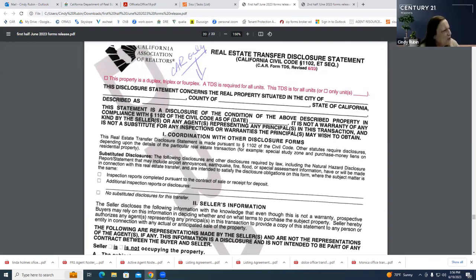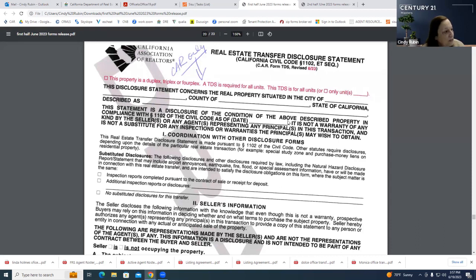Yes. I think. So again, it says this property is a duplex, triplex, or fourplex. A TDS is required for all units. Notice how it doesn't say each unit. This TDS is for all units or only for unit, whatever. So we strongly, highly recommend that if you're selling more than one unit, each one has a separate TDS and a separate AVID, but it is not the law. I didn't know whether I was going to say that out loud, but I just did. So it's not required by law, but it's really helpful to protect you and your client.